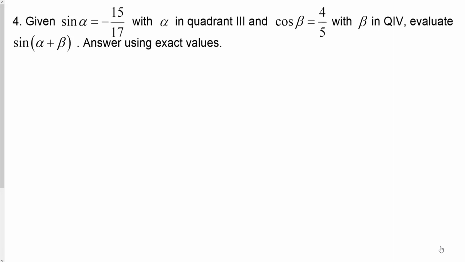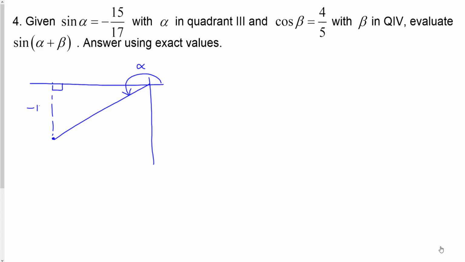Number 4. Given sine alpha equals negative 15 over 17 with alpha in quadrant 3, cosine beta equals 4/5 with beta in quadrant 4, evaluate sine of alpha plus beta. Okay, so let's start figuring out a little bit about alpha. So alpha is an angle that's in quadrant 3, so I'll just sketch an angle in quadrant 3. And I know the sine of that angle is negative 15 over 17. So that's a hint as to what the opposite and the hypotenuse of that reference triangle is.